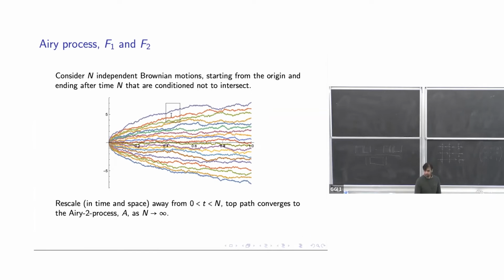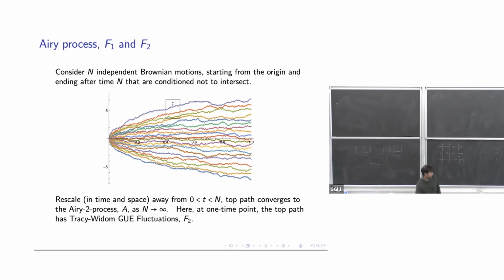If we zoom in to a point that's away from the origin and away from this right boundary, and we zoom in such a way that we don't lose any paths and the average distance between the paths is order 1, then we get the Airy process. So this top line converges to the Airy process.